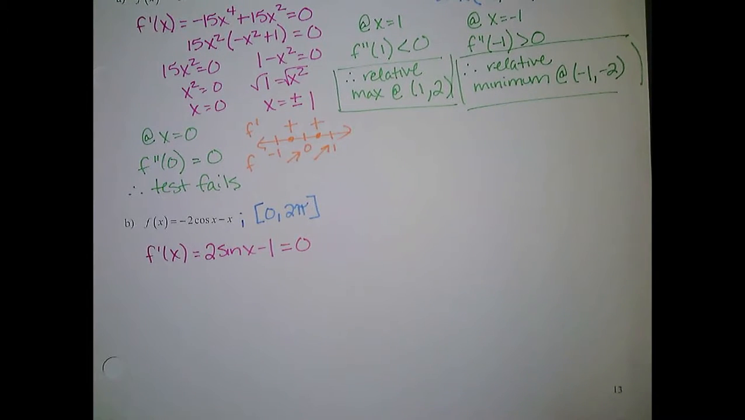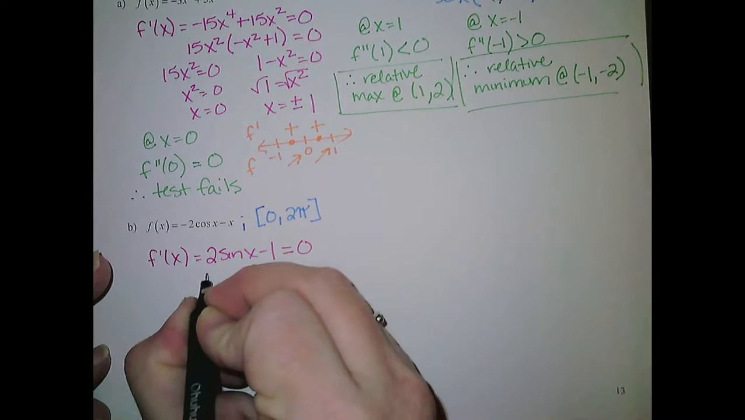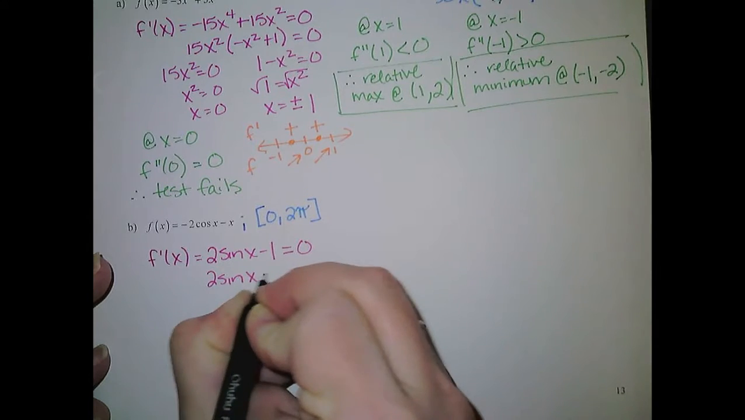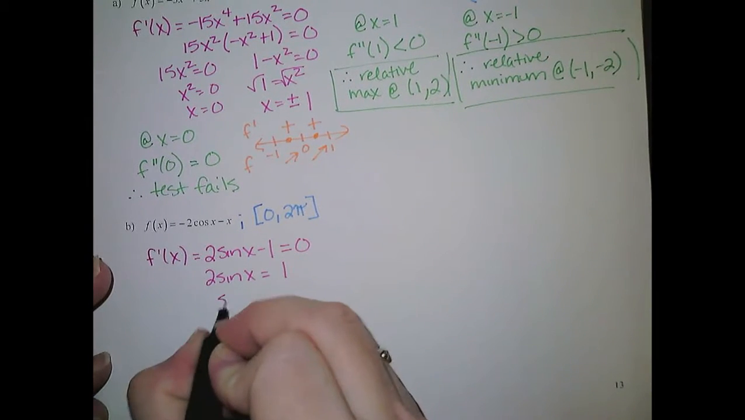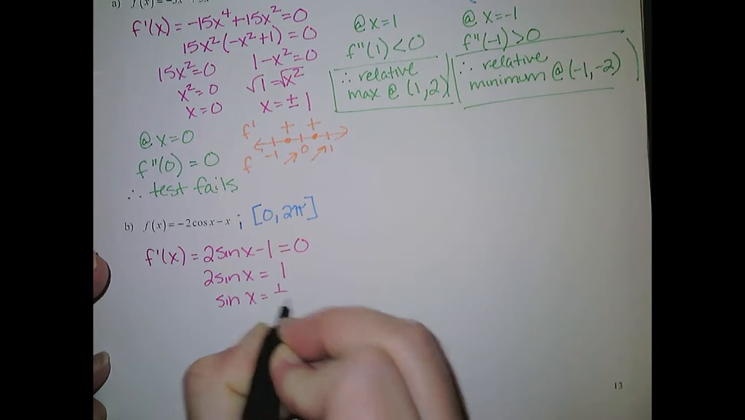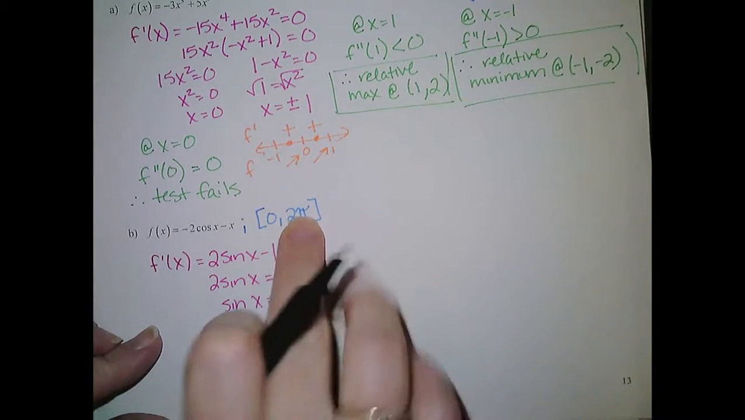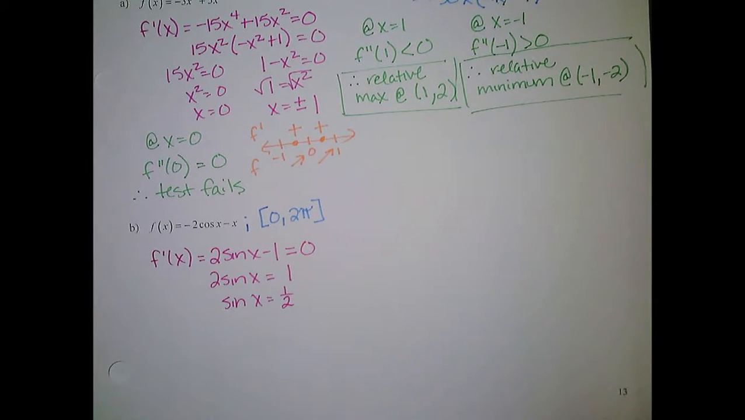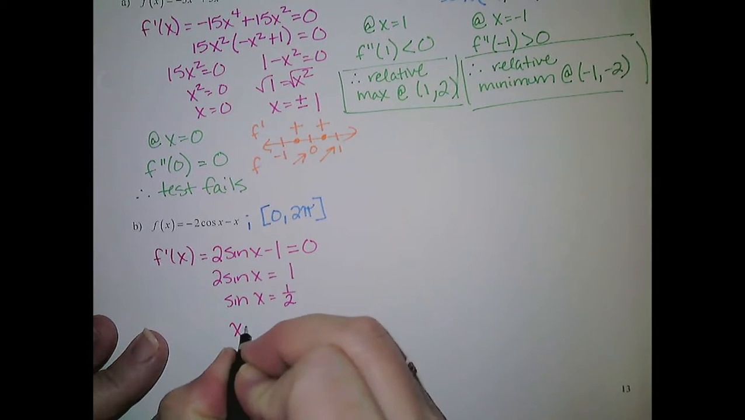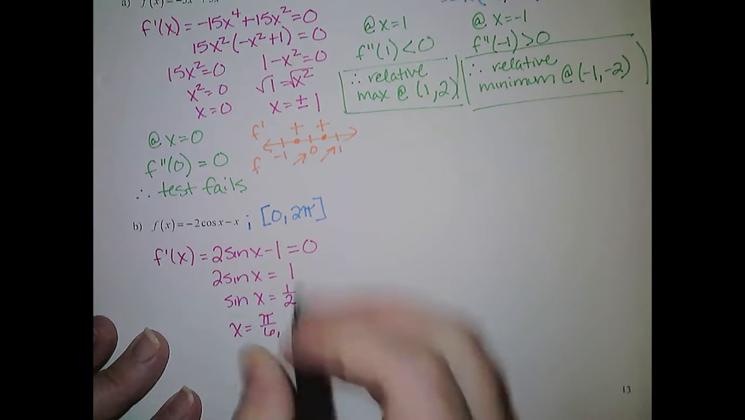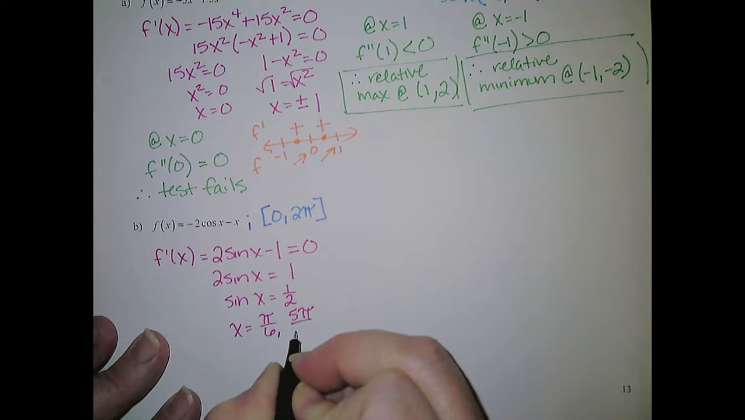Again, notice that in this problem there are no places where the derivative would be undefined, since sine of x is defined for every value between 0 and 2 pi. So if this is true, then we know that 2 times sine of x is equal to 1, which means sine of x would be equal to 1/2. And so we're looking for the angles between 0 and 2 pi such that sine would be equal to 1/2. And we know that sine is equal to 1/2 at pi over 6, and again, in the second quadrant, at 5 pi over 6.